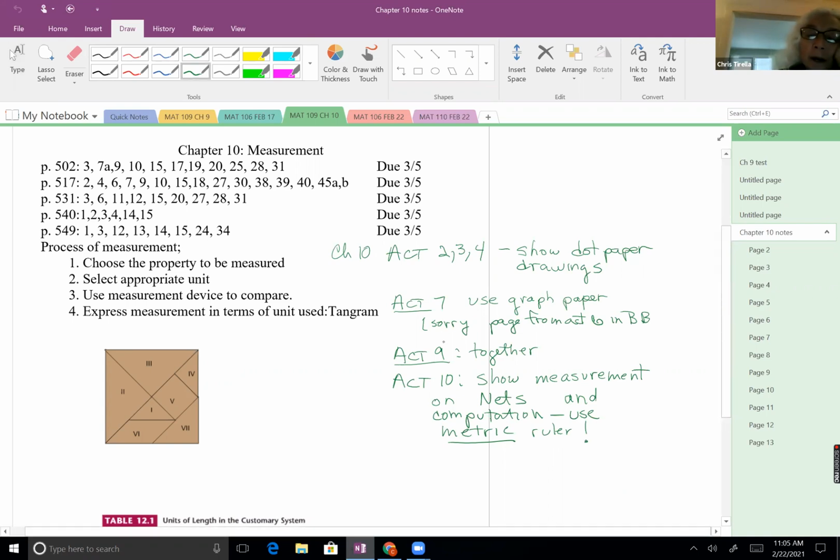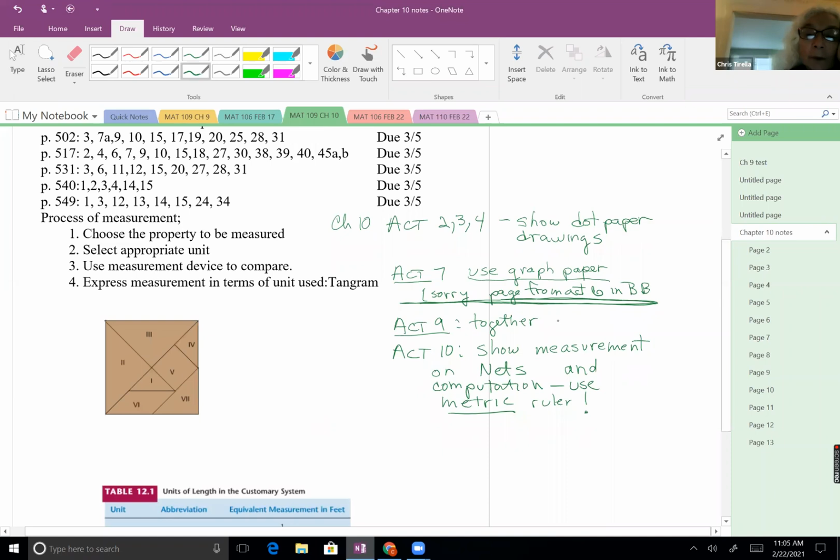Activity 7, you're going to use graph paper to cut out the different squares and see what type of triangles you can make from them. I have to apologize: when I uploaded activity 7 in Blackboard, somewhere in the middle of it there's a random page from activity 6. Ignore it.